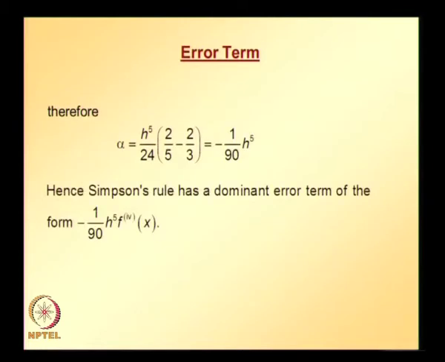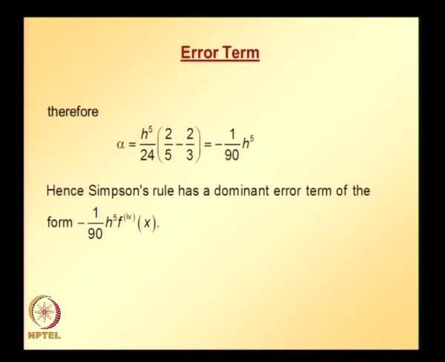So, the dominant error term associated with this Simpson's rule is minus 1 over 90 h to the power 5 times the fourth derivative of the function. So, this is how we can find the dominant error term associated with any of these Newton-Cotes rules.